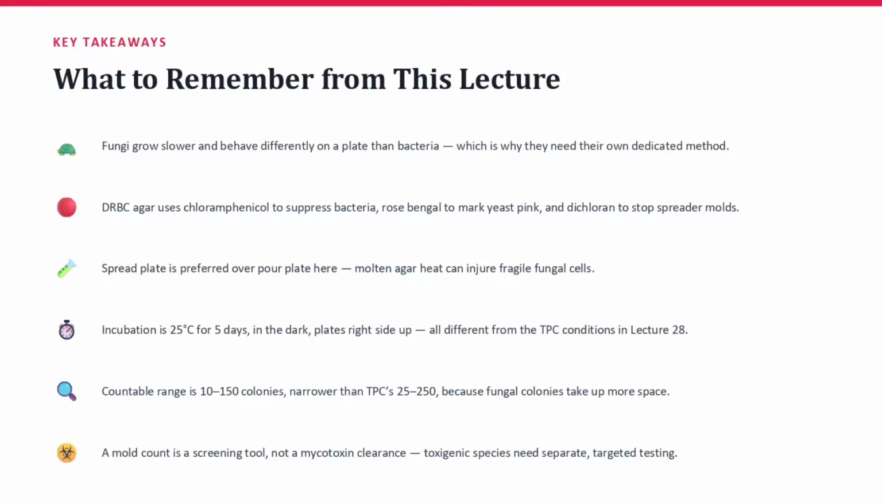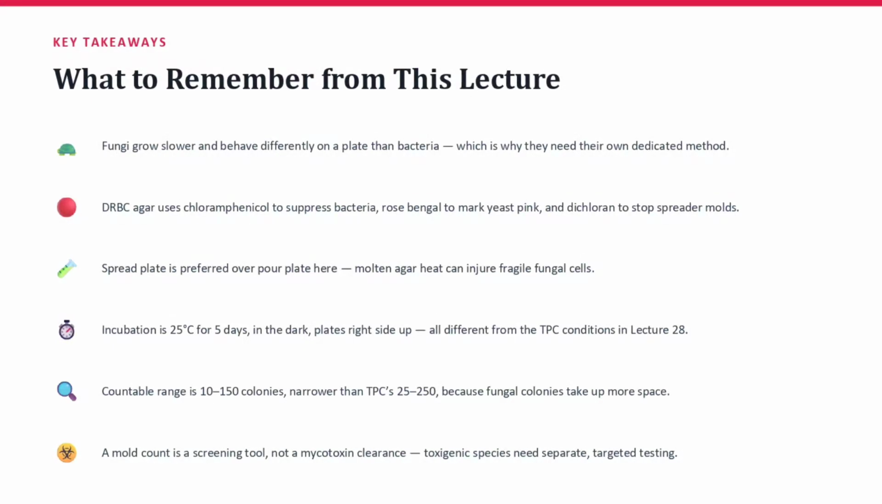Let's bring this lecture to a close with the key takeaways. Number 1. Fungi grow slower and behave differently on a plate than bacteria, which is exactly why they need their own dedicated method. Number 2. DRBC agar uses chloramphenicol to suppress bacteria, rose Bengal to mark yeast pink, and dichloran to stop spreader molds. Number 3. Spread plate is preferred over pour plate here, because molten agar heat can injure fragile fungal cells. Number 4. Incubation is 25 degrees Celsius for 5 days, in the dark, plates right side up, all different from the TPC conditions in Lecture 28.